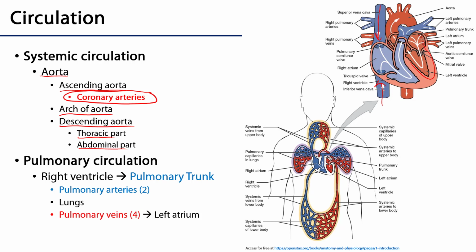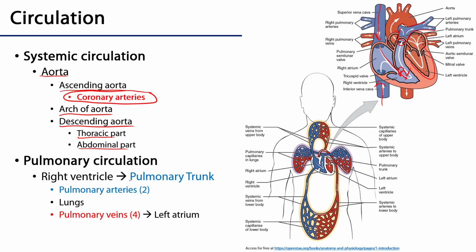Pulmonary circulation begins in the right ventricle. That blood which is received by the heart from the vena cava is pushed out to the lungs through the pulmonary valve, via the pulmonary trunk, through two main pulmonary arteries, left and right.